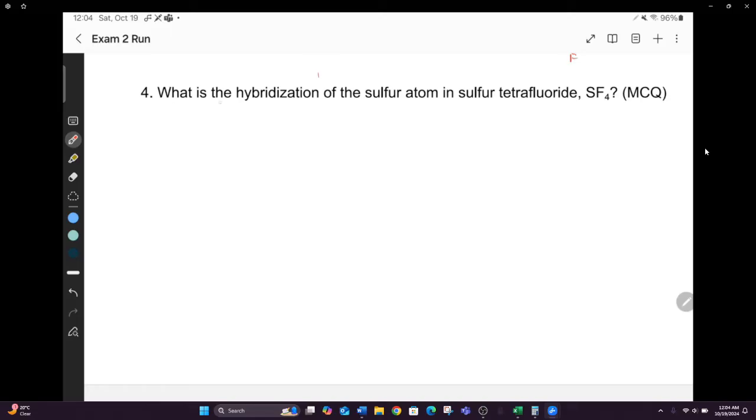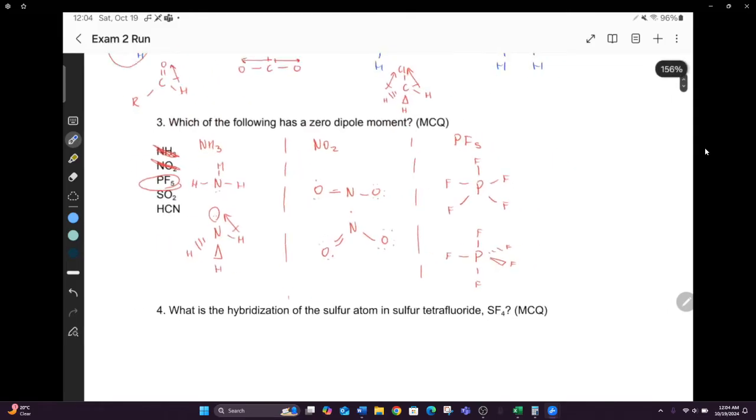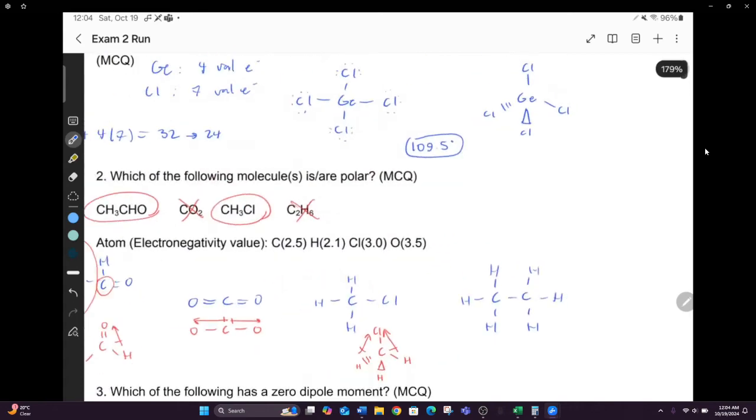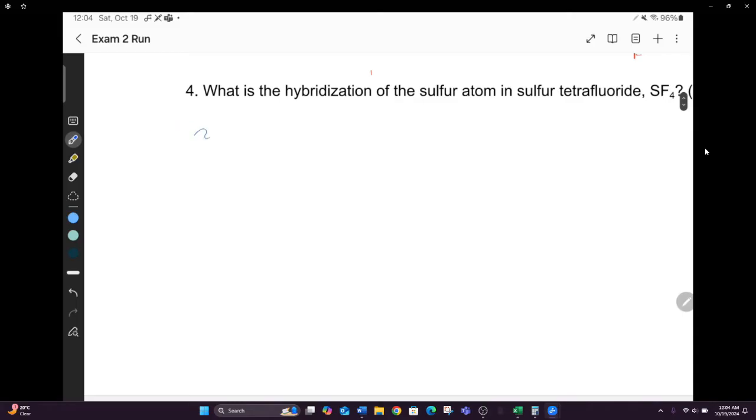So if you do SF6, again, always start with your Lewis structure with these questions. You should know that there are 34 valence electrons total. Let me use a different color. I hate using red because I feel like red is a good way to correct yourself, which is what I did in this question. But SF6, we have 34 valence electrons. You draw your Lewis structure.